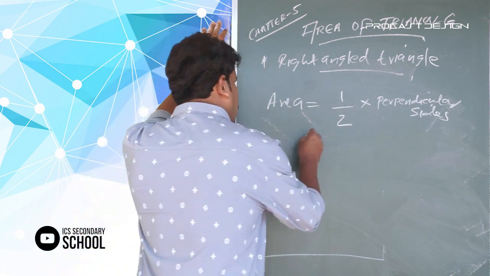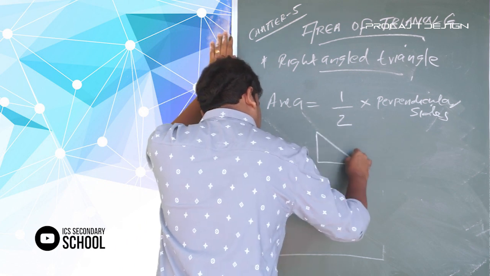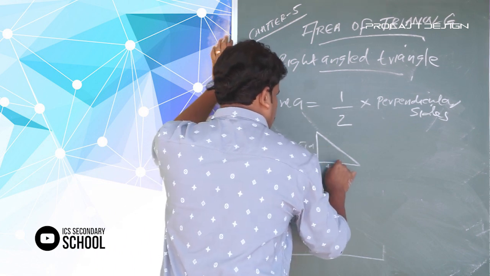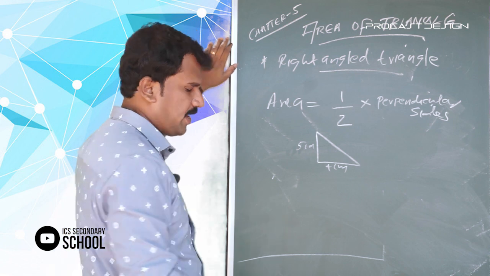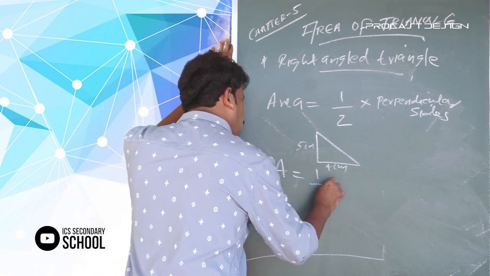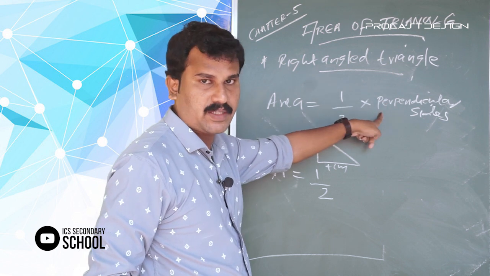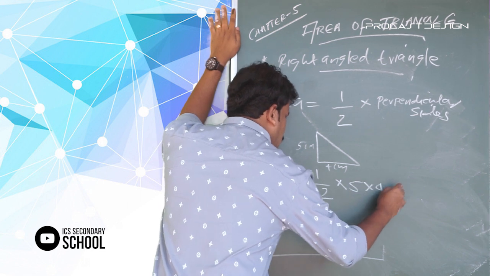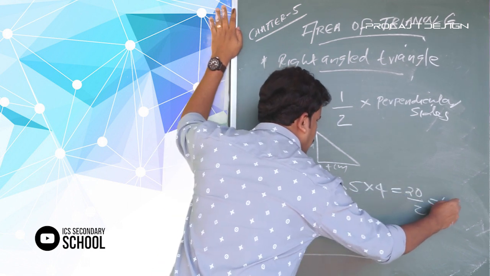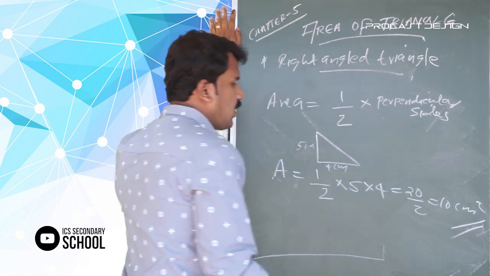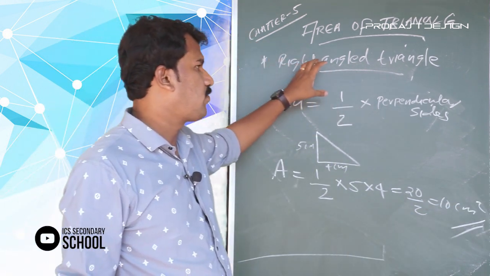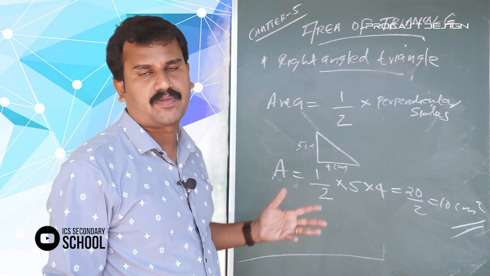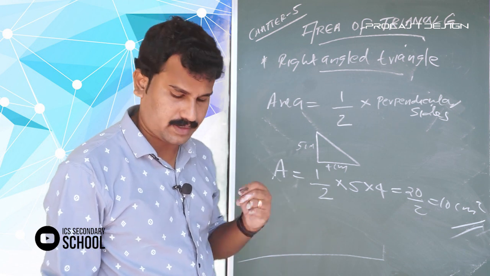For example, a right angle triangle with 5 centimeter width and 4 centimeter length. Then area of right angle triangle is half into the product of the perpendicular sides, that is half into 5 into 4, that is equal to 20 by 2, that is equal to 10 centimeter square. So area of right angle triangle is half into the product of the perpendicular sides. Okay, yes. Next.